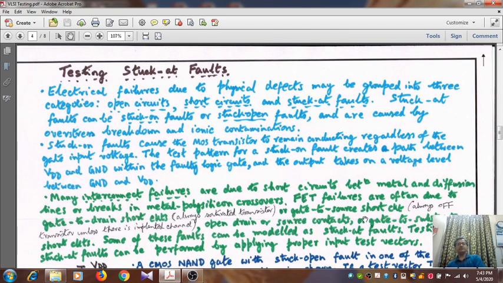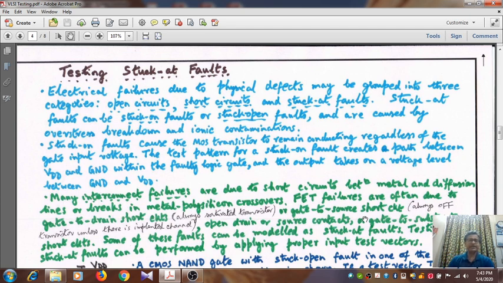Now let us discuss the testing of stuck-at faults. Normally, stuck-at faults are probably the most often used fault pattern. Electrical failures due to physical defects may be grouped into 3 categories. One is open circuits, the next is short circuits, then you have stuck-at faults. Stuck-at faults can be stuck-on faults or stuck-open faults, and are caused by overstress, breakdown and ionic contaminations.